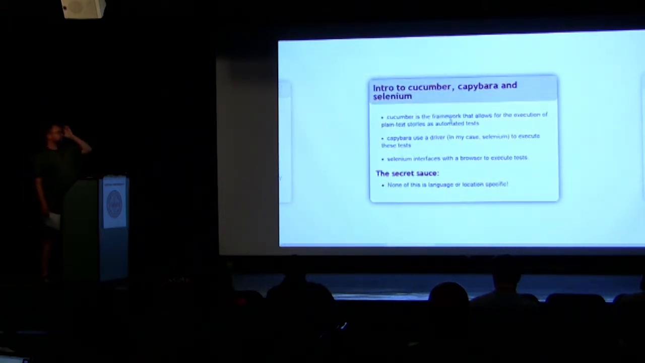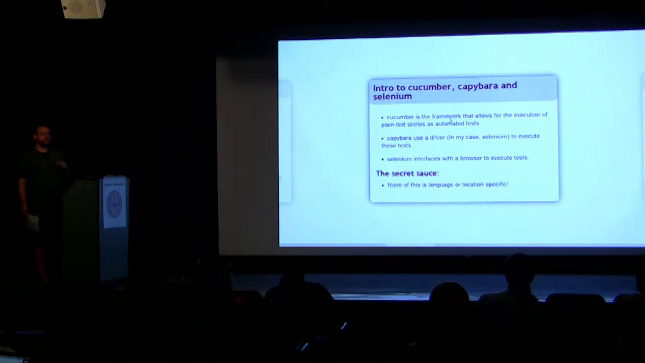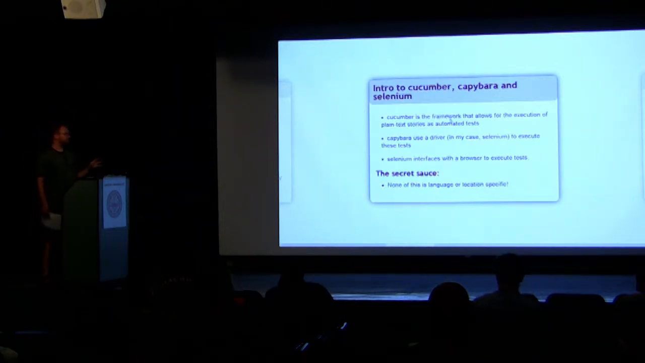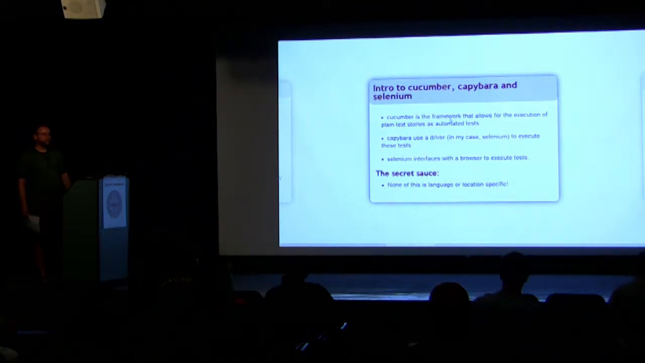So an intro to Cucumber, Capybara, and Selenium. Cucumber is a framework that allows for the execution of these plain text stories that I'll get to next. Capybara can use multiple drivers to actually run these tests. One of them is Selenium, which interfaces with various browsers to automate them and get data from the browser. And the neat thing about using a real browser is you can run Ajax events, interact with the DOM, hover, click, all with a real browser. And the neat thing about this is none of this is language or location specific. So you can just tell it what domain to point at. If you want it to run some automated testing scenarios against Google or any website, it doesn't matter. And that's why this is so possible to do with WordPress.